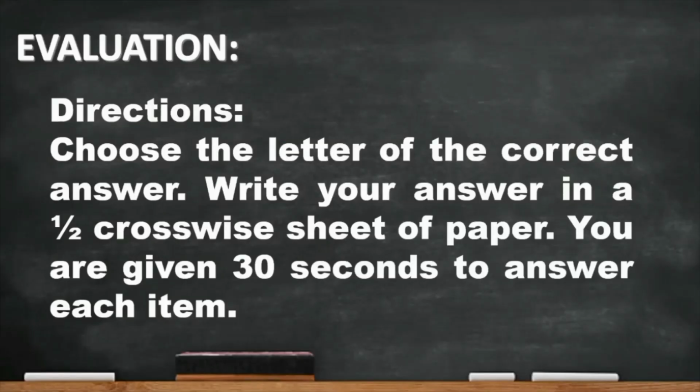Now, let's see if you really understand the topic. Please prepare your pen and a sheet of paper for evaluation. What are you waiting for? Let's start! Directions. Choose the letter of the correct answer. Write your answer in a 1/2 crosswise sheet of paper. You are given 30 seconds to answer each item.